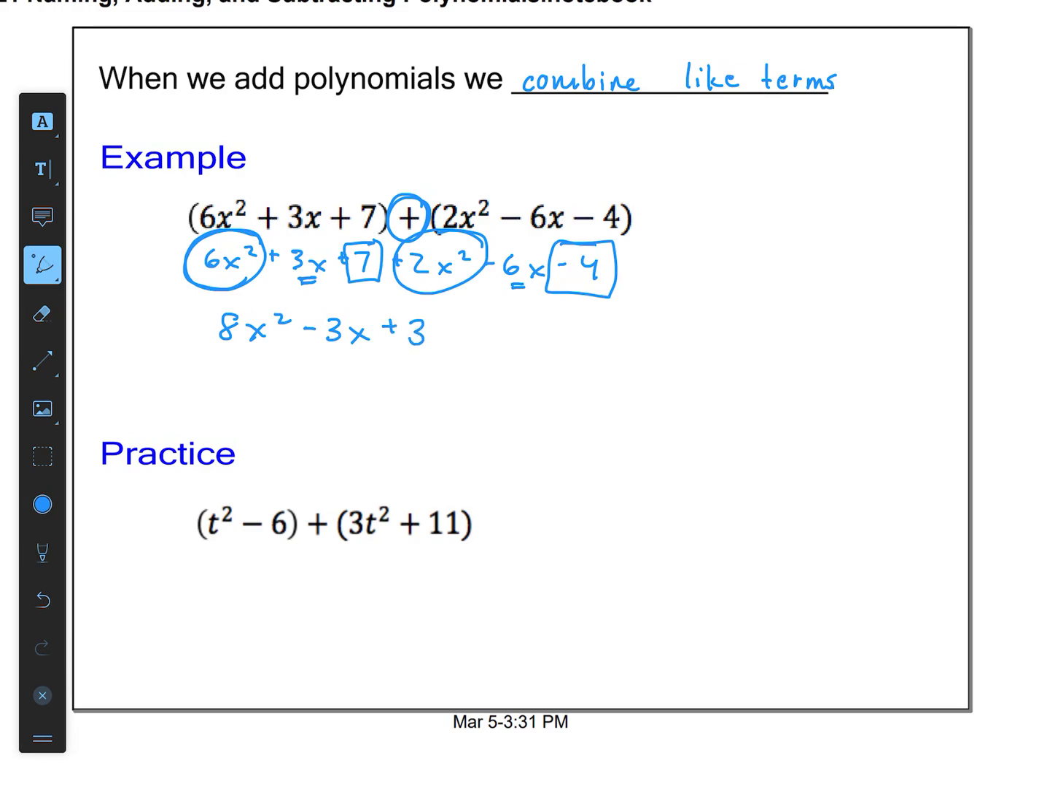So again, we're just combining like terms. You should try out anything that says practice. You guys should try out on your own. I'm going to go ahead and put the answer in here. I'm going to write it out without parentheses first.